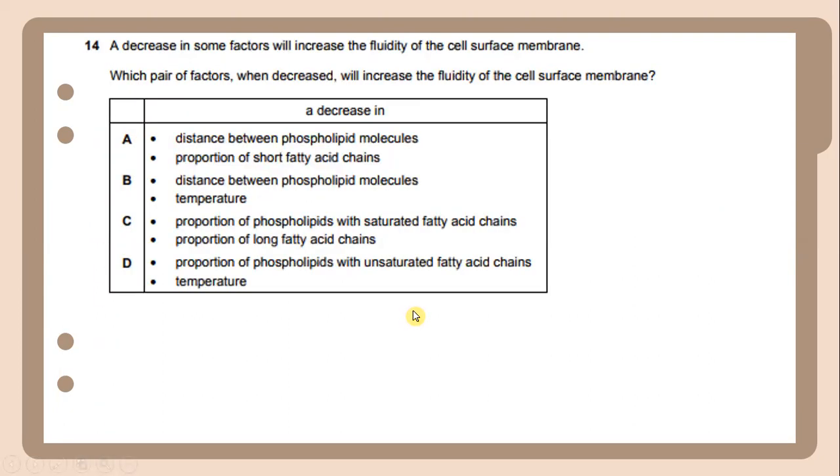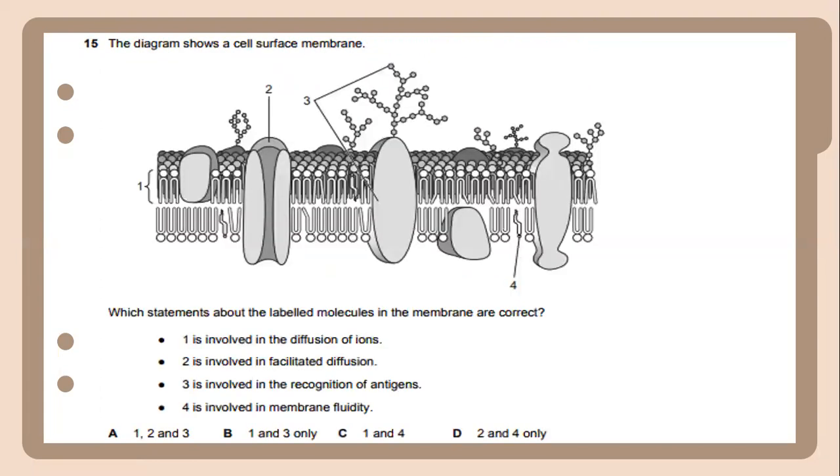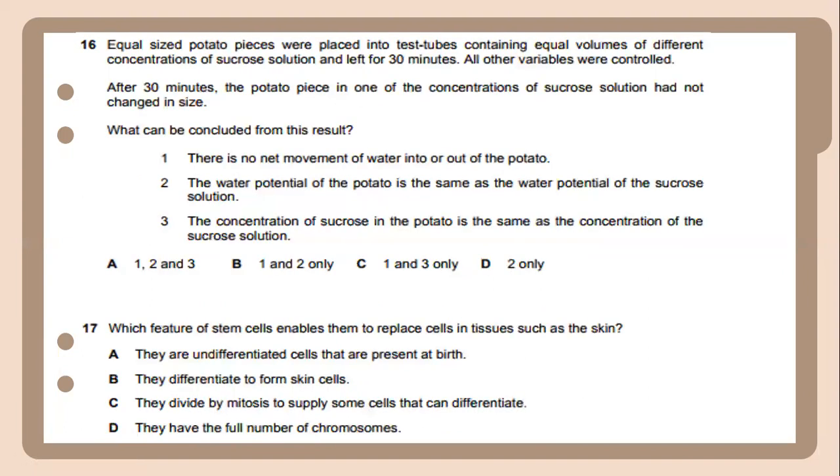14. A decrease in some factors will increase the fluidity of the cell's membrane. Which pair of factors, when decreased, will increase the fluidity of the cell surface membrane? The answer will be a decrease in the proportion of phospholipids with saturated fatty acid chains, and a decrease in the proportion of long fatty acid chains. The diagram shows a cell surface membrane, and which statements about the labelled molecules in the membrane are correct? The answer will be 2 is involved in facilitated diffusion, and 4 is involved in membrane fluidity.